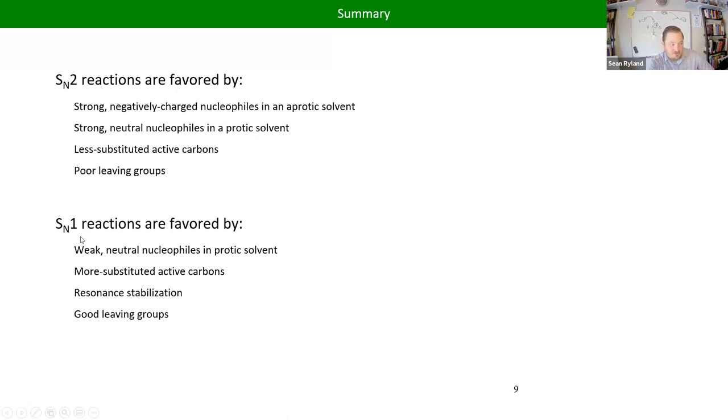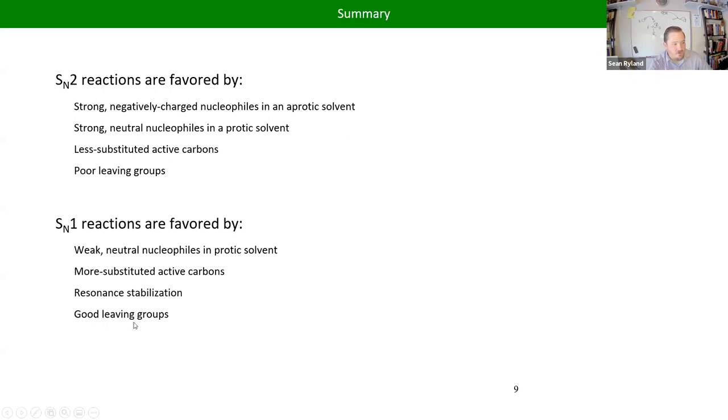SN1 reactions are favored if you have weak nucleophiles, because they're not strong enough to come in and push the leaving group out. You have more substituted active carbons, because that's going to make more stable carbocation intermediates. If you have any resonance, that's going to make it so that your carbocation is going to be stabilized.